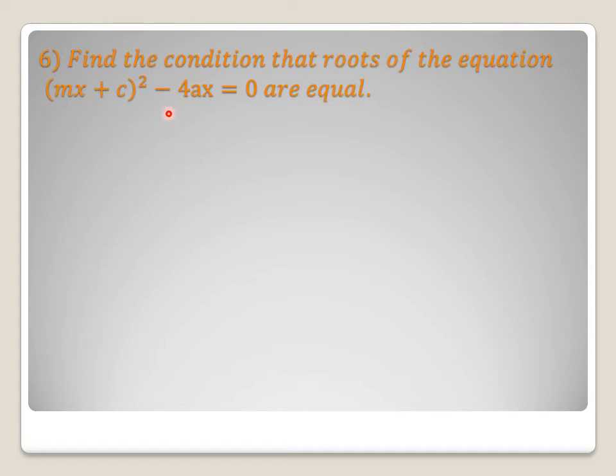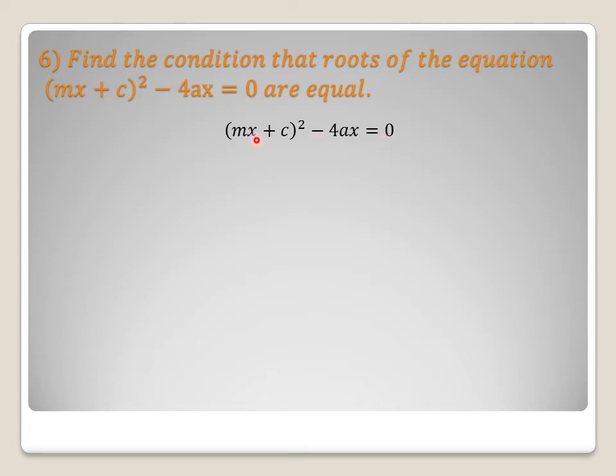So we will look for a condition that in place of m, c or a, replacing one of them with some other value should make our answer equal to 0. In short, we simply have to apply all the possible steps in the question, and at the end we will get the answer. So taking the equation (mx + c)² − 4ax = 0.